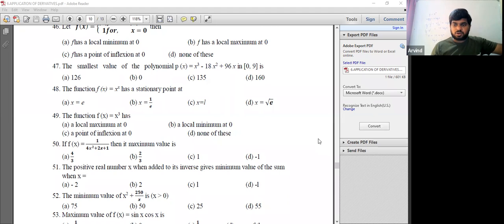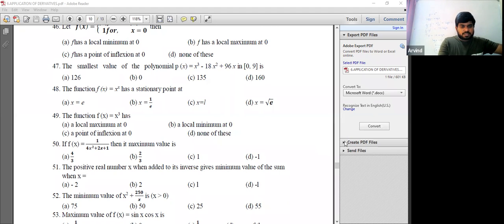But f triple dash of x is 6, which is not equal to 0. I told you this. Suppose f double dash of x is 0 and f triple dash of x is not 0, then that point is known as a point of inflection, which I gave earlier. So option C will be correct. A point of inflection at 0.